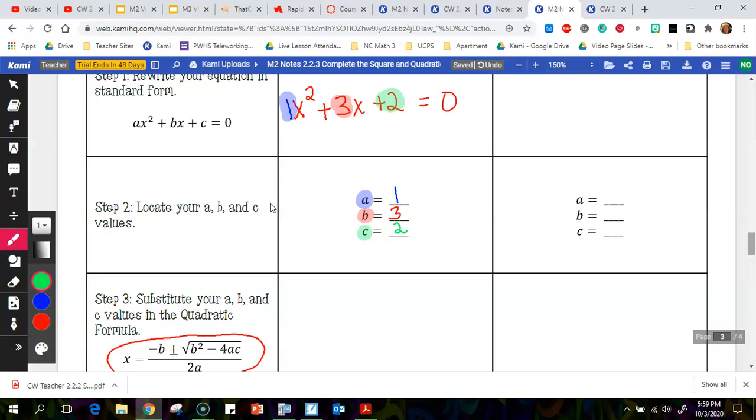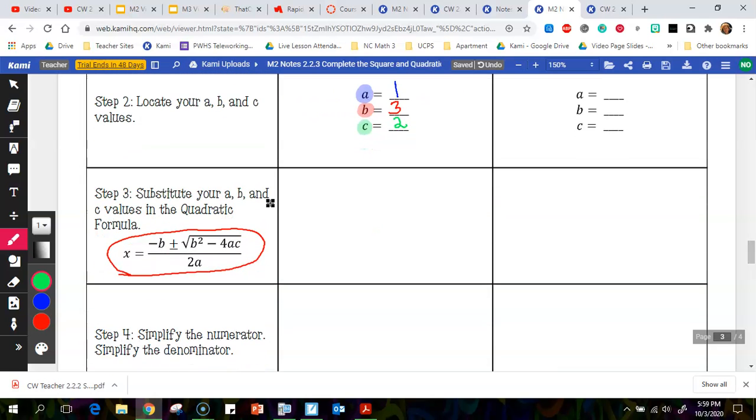Then what we do is we plug them in to the quadratic formula. So we have to plug these numbers in. x equals, and that's going to be a big fraction. This is the opposite of B, so the opposite of B is negative 3 plus or minus. There's another situation where the plus or minus comes in.